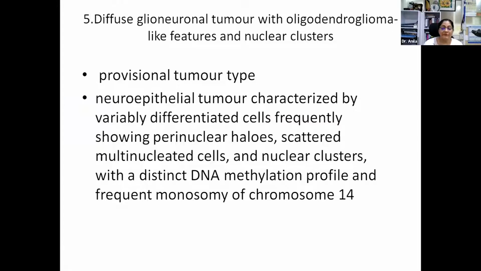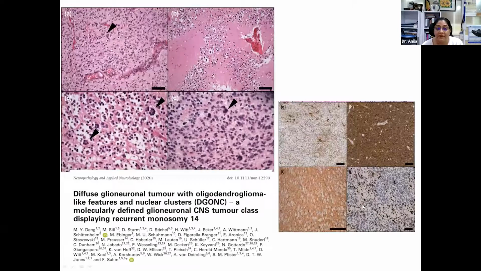Now, coming to the fifth tumor type, which is the diffuse glioneuronal tumor with oligodendroglioma-like features. It is a provisional tumor type and characterized by differentiated cells showing perinuclear halos, scattered multinucleated cells and nuclear clusters, and they have a distinct DNA methylation profile and frequent monosomy of chromosome 14.